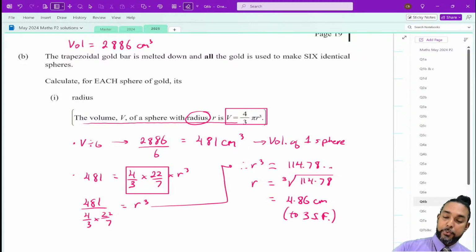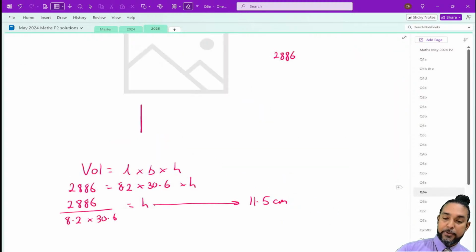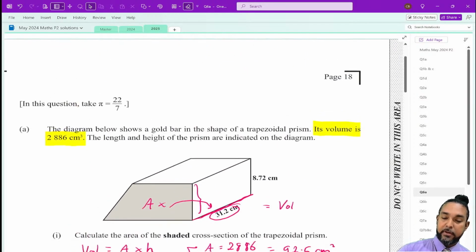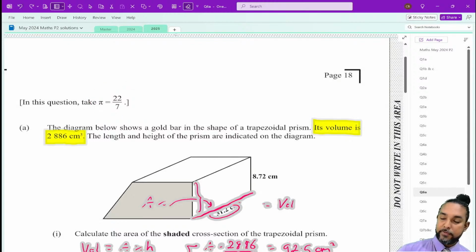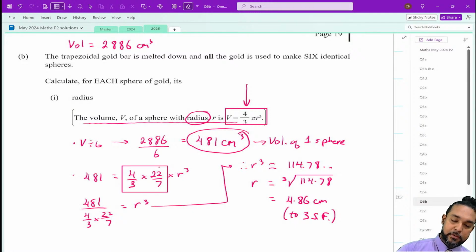So we take the formula and substitute the values inside of it. So 481 is equal to 4/3. The 4/3 is given to us. The 22/7 as pi was on the previous page. Remember they told us at the top here, take pi as 22/7. So use the values that they give you. This here is multiplied by r cubed as per the formula. The formula is right there.